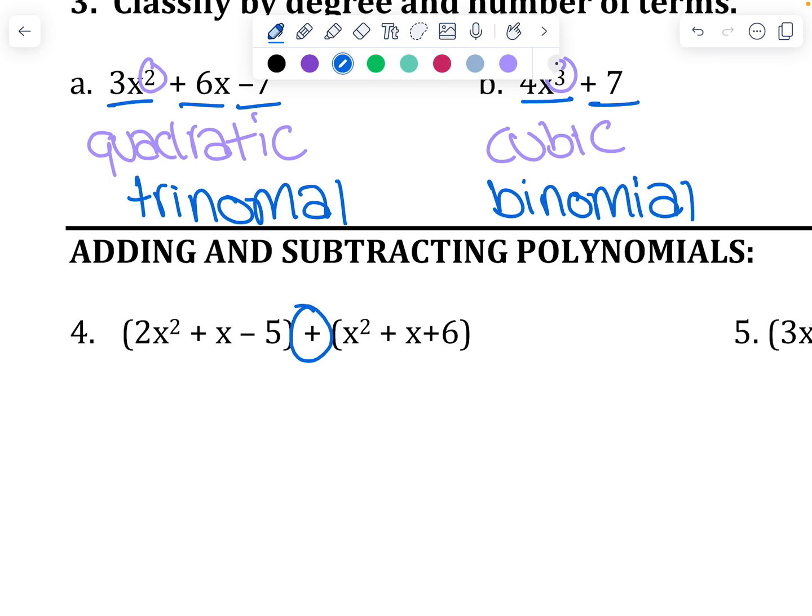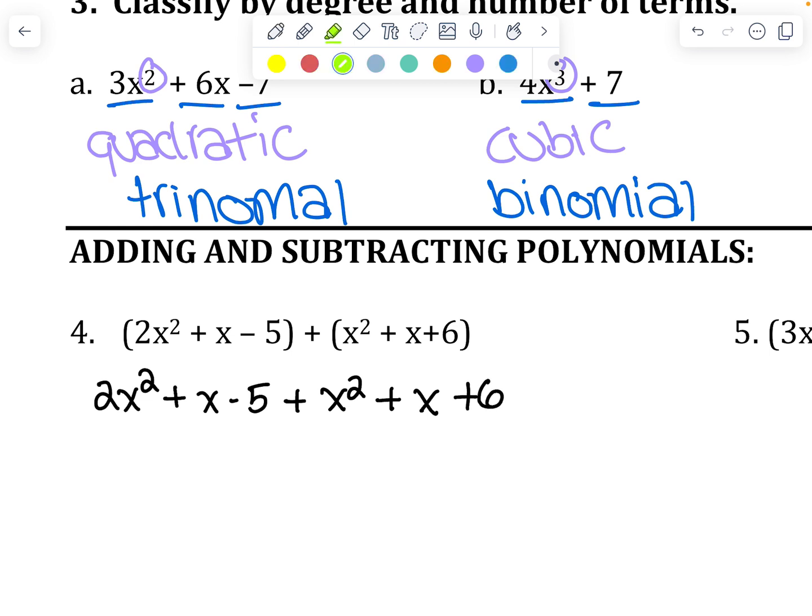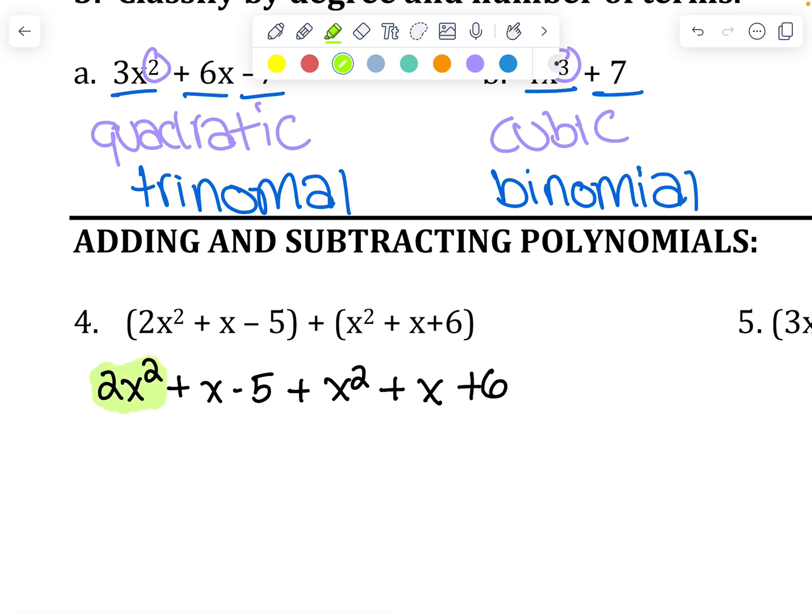So because I'm adding, things in parentheses, I really don't need them. So I can get rid of the parentheses and I'm going to rewrite it, just without the parentheses. And with adding and subtracting, I just combine like terms, whatever variable raised to that exponent. So I have 2x squared. Do I have anything else that's an x squared? Yes, I do. And if you don't see a number in front of your variable, you can always put the number 1.